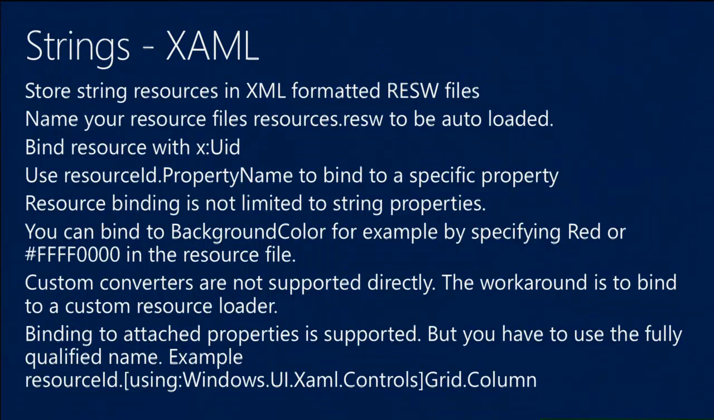You can bind attached properties also, but you have to take care of the syntax. It's a little bit tricky. You put the resource ID, dot, the fully qualified name of the attached property. So, for example, for Grid.Column, you write the resource ID, dot, square brackets, using colon Windows.UI.Xaml.Controls.Grid.Column. Okay, but then you can bind any attached properties. It can be useful if you are implementing custom behaviors or so.